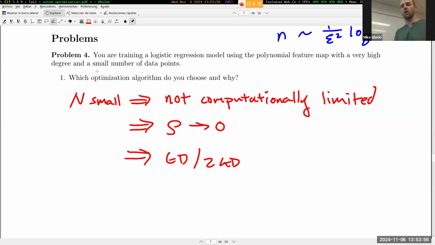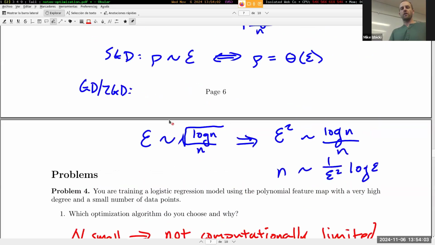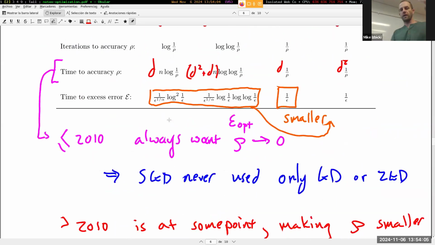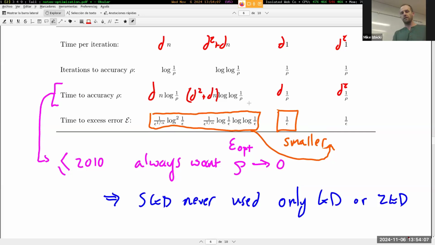Anytime you're in this small data regime where it's physically possible to make your optimization error go down to 0, we want to use the algorithms that are going to get us there the fastest. And so that's considering this third row here. This third row is what you consider when you want to make rho go down to 0. And so these are our 2 formulas that we'll have to consider: dn log 1 over rho and d squared plus dn log 1 over rho.